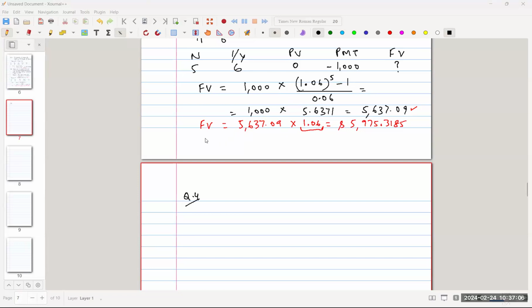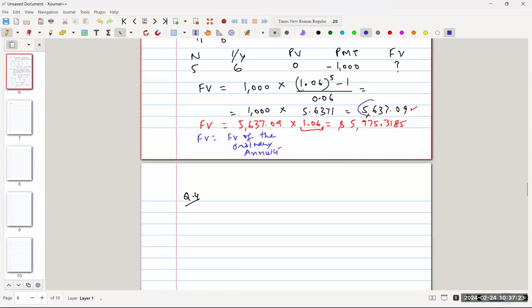So let me write this in blue. I found out the future value of the ordinary annuity, which is this amount, which I've already calculated. And I multiplied this by 1 plus the interest rate. That's what I did.